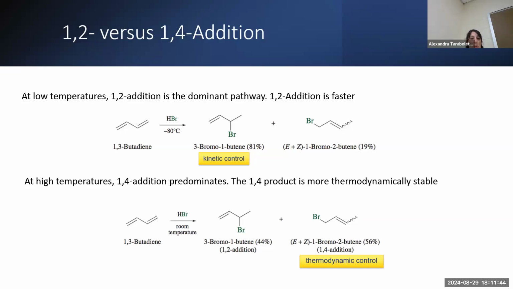There is actually a way to control, in this particular type of scenario, which pathway is more dominant as far as the 1-2 or the 1-4 product. That's because the 1-2 addition is going to be less thermodynamically stable than the 1-4. So if you lower the temperature and you are using kinetic control, you can get the 1-2 addition. But if you're at room temperature, you're going to more likely get this 1-4. So that's more likely to be in that other flipped state.